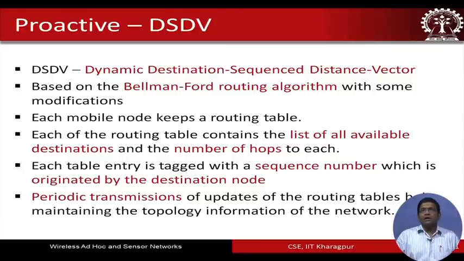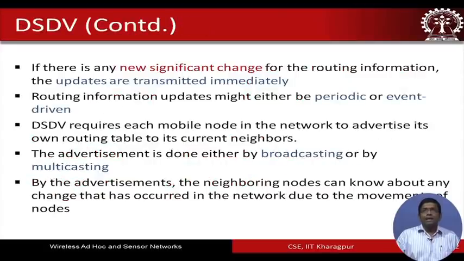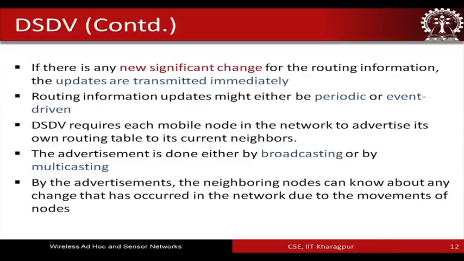Periodic transmissions of the updates of the routing tables are made by maintaining the topology information of the network. So if there is any significant change for the routing information, the updates are transmitted immediately. This is very important, because it is a proactive routing protocol, and I have told you the essence behind any proactive routing protocol. DSDV being one also adopts the properties of proactiveness in routing. So routing information updates might either be periodic or they can be event driven.